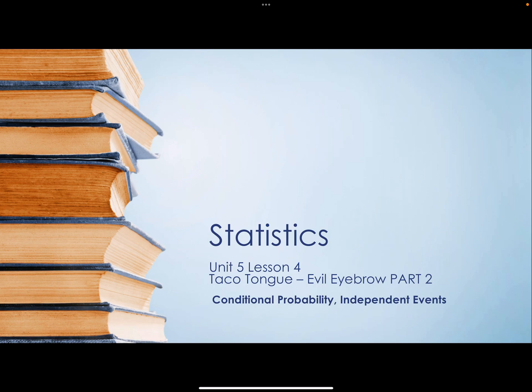Unit 5, Lesson 4, Taco Tongue Evil Eyebrow, Part 2. Today we're going to be talking about conditional probability and independent events.